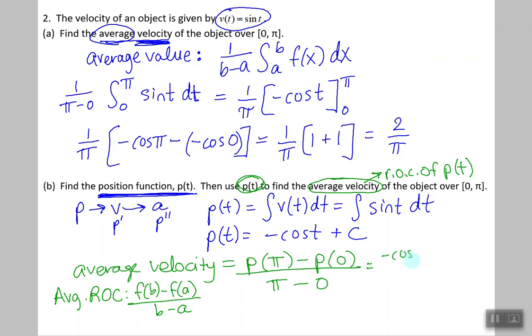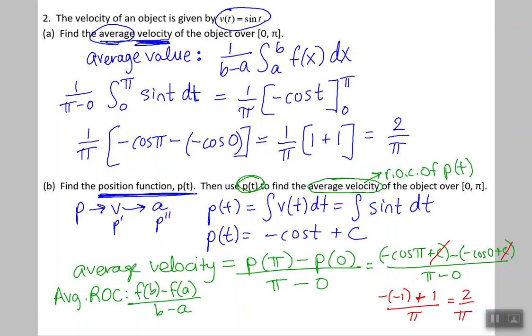This is going to be negative cosine of pi plus c minus negative cosine of 0 plus c all over pi minus 0. Well, of course, the c's cancel out, c minus c, and we're left with negative cosine of pi, which is the negative of negative 1, plus 1 divided by pi, which is still 2 over pi. So I wanted you to see the relationship between when we have the velocity and we find the average velocity using average value, and when we start with position and then we find the average velocity, where we're doing the average rate of change.